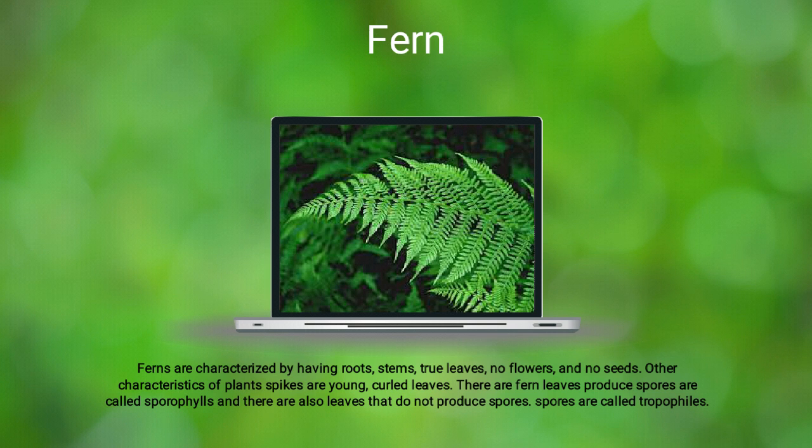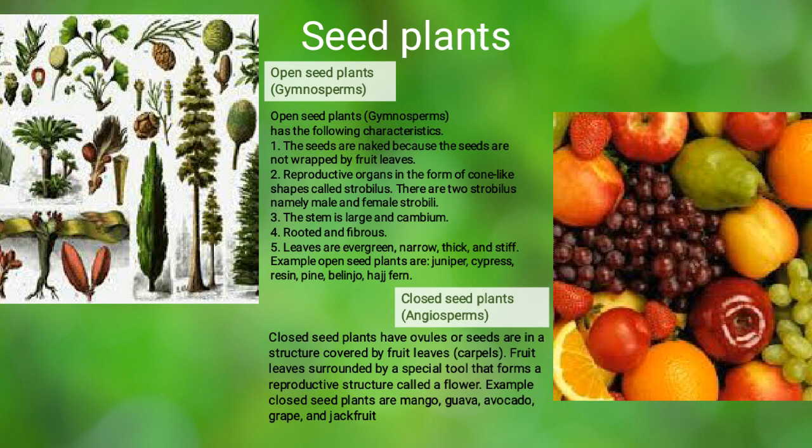Ferns are characterized by having roots, stems, true leaves, no flowers, and no seeds. Other characteristics of ferns are young and curled leaves. Fern leaves that produce spores are called sporophylls, and there are also leaves that do not produce spores. Those are called trophophylls. Okay, for the next is seed plants.